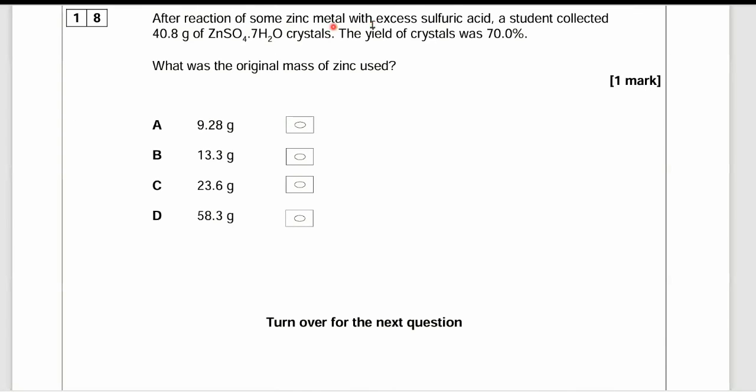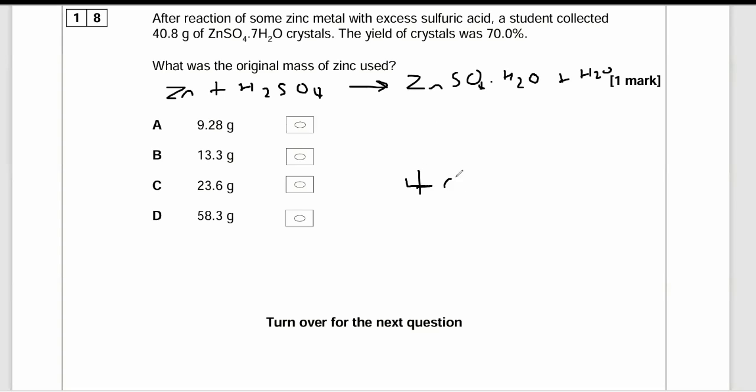18. After reaction of some zinc metal with excess sulfuric acid, a student collected 40.8 grams of zinc sulfate 7H2O crystals. The yield of crystals was 70%. What was the original mass of zinc used? Well, we've been given the actual mass of hydrated zinc sulfate, 40.8 grams. We don't know what the theoretical mass was, but they've given us the yield was 70%. So we could do yield equals actual mass over theoretical mass times 100, rearrange, and we'll find the original mass of zinc sulfate crystals. And then that's 1-to-1 to the zinc.